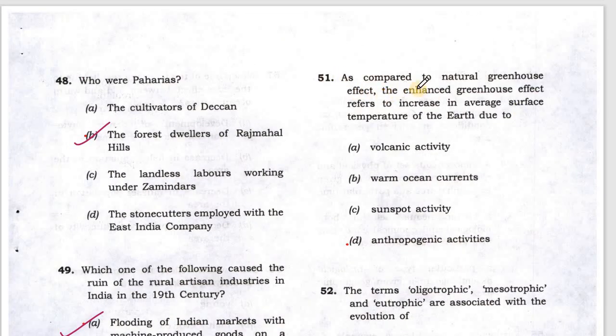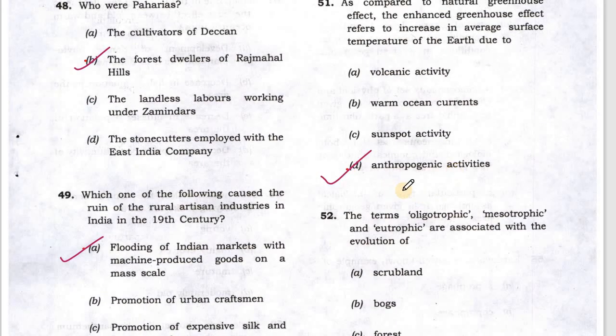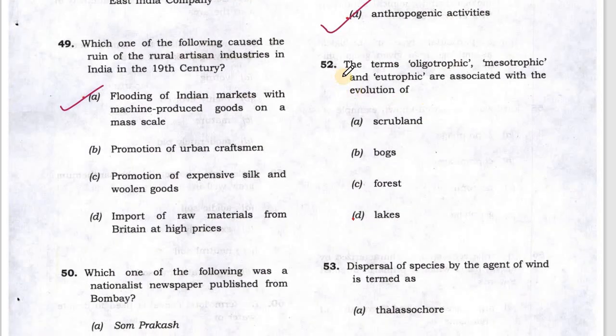Next is, as compared to the natural greenhouse effect, the enhanced greenhouse effect refers to the increase in the average temperature of the earth due mainly to anthropogenic activity. Next is the terms oligotrophic, mesotrophic and eutrophic. So these are in the lake.